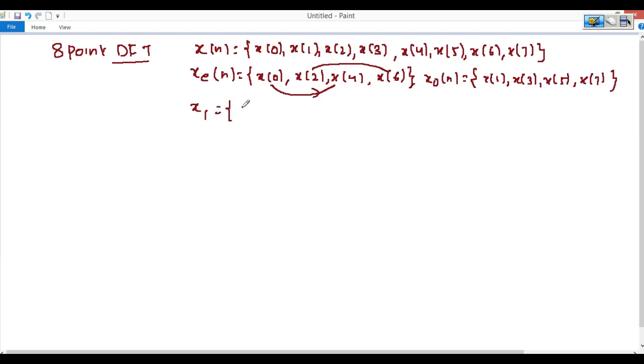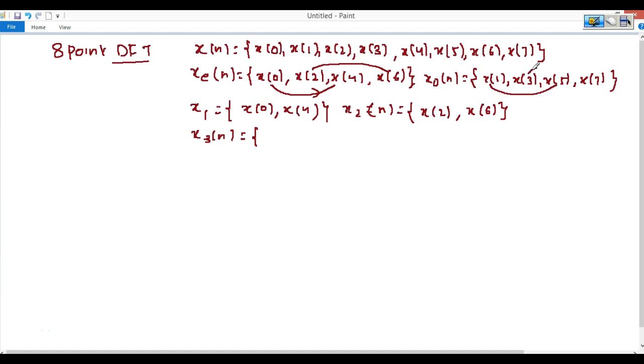So x1 I assume here is x of 0 and x of 4. Similarly x2 is x of 2 and x of 6. Similarly x3 of n is, this is the even here and this is the odd, so x of 1, x of 5, and the next signal will be x of 3 and x of 7.